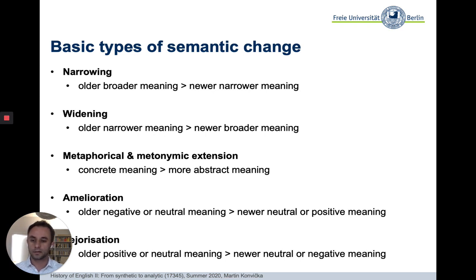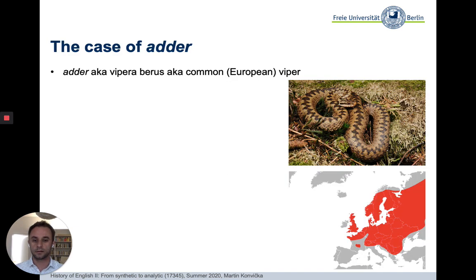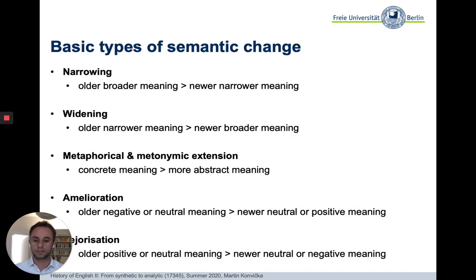And you might ask, okay, but how can we actually know what words meant? For example, in the Old English period, we can actually know that by using the Oxford English Dictionary, which is a wonderful dictionary that is accessible online and that has extensive information on the meanings of different words at different stages of their development.